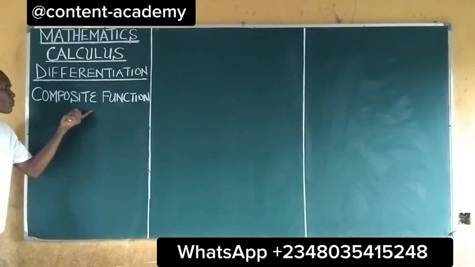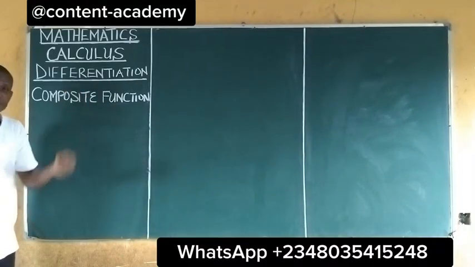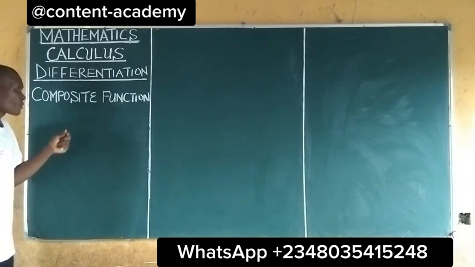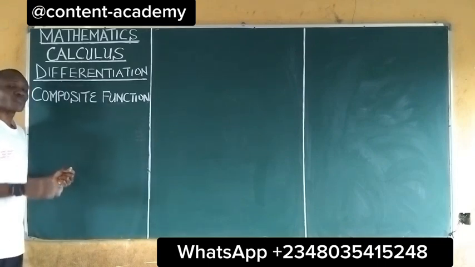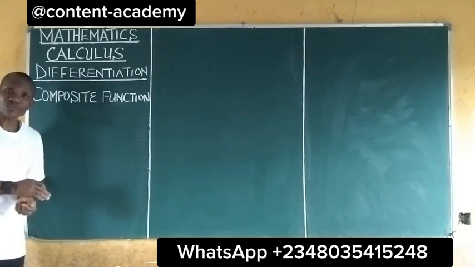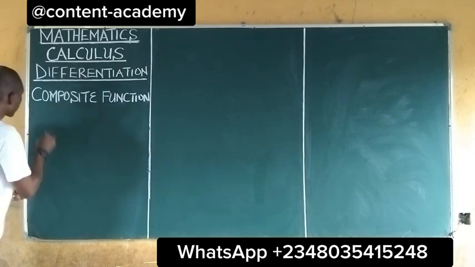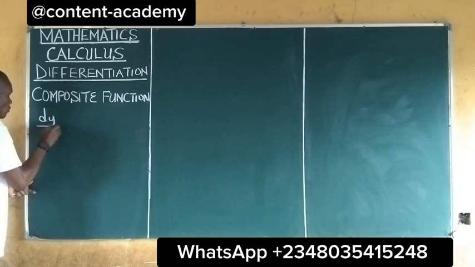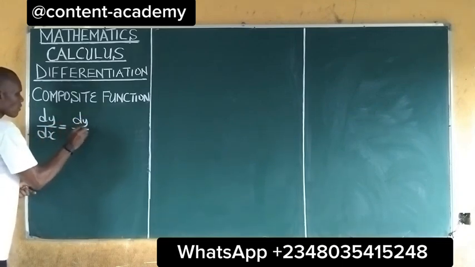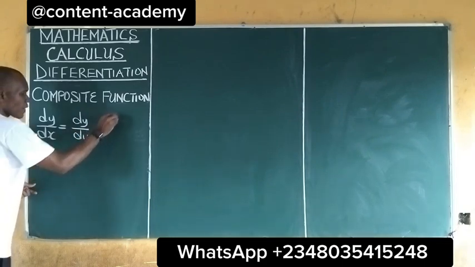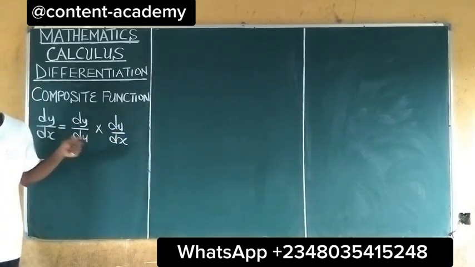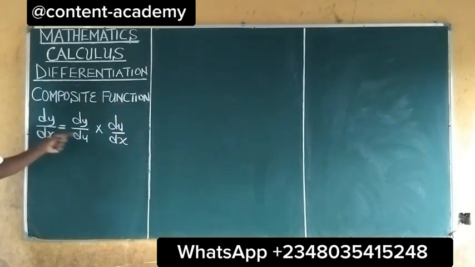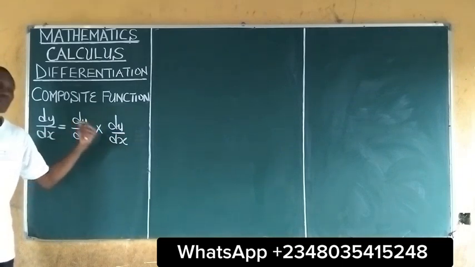Here we'll be talking about the composite function of differentiation. The composite function also has the rules that can be used to calculate equations. In the composite function, we have dy/dx equal to dy/du multiplied by du/dx, where y is a function of u and u is a function of x.